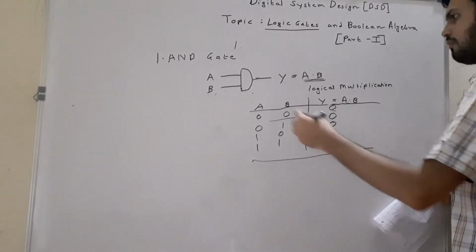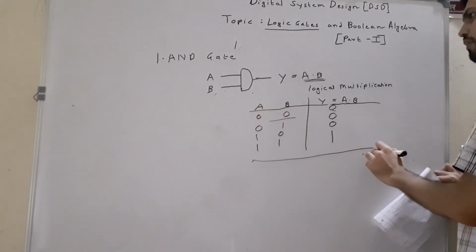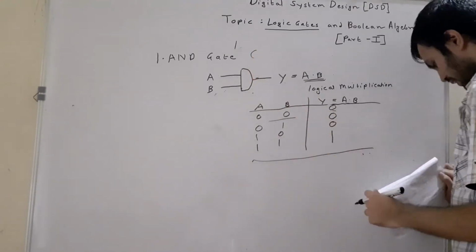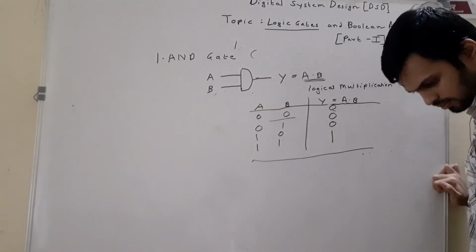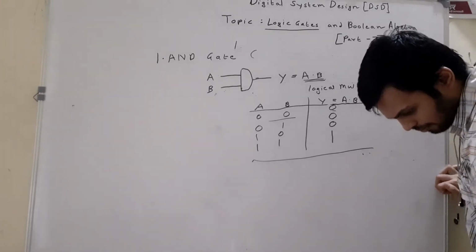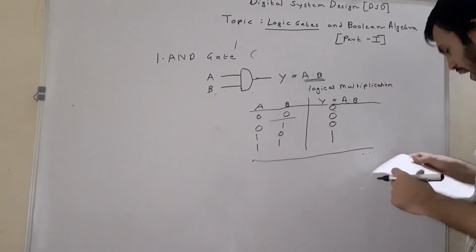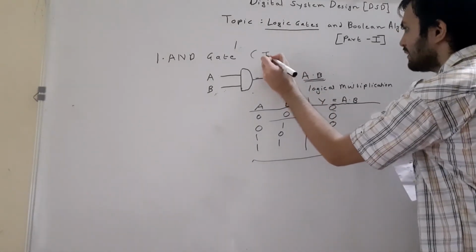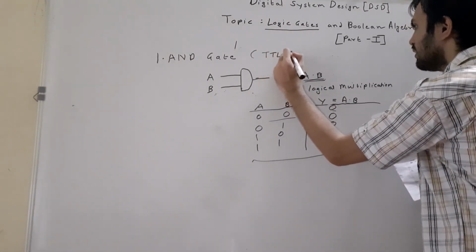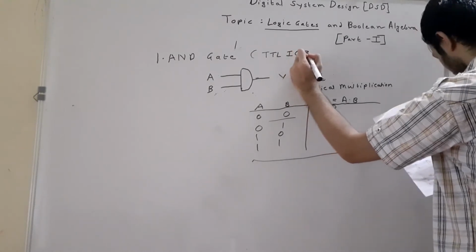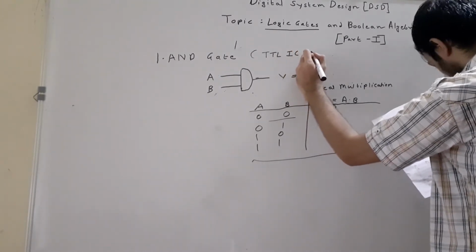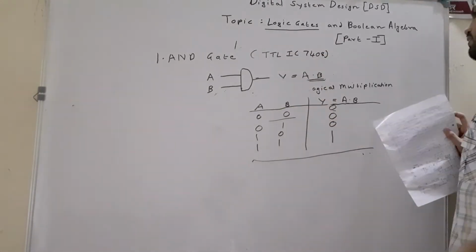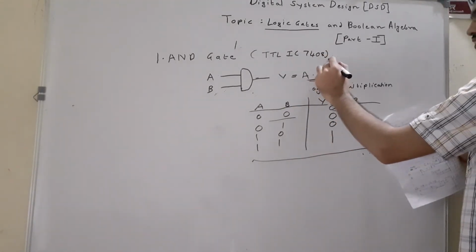So this is the truth table, this is the logic symbol, and remember AND gate performs logical multiplication. And what is the IC number regarding this? The IC number of your AND gate IC is 7408. Sorry, for AND gate it is 7408. So this is the IC number of this AND gate IC.